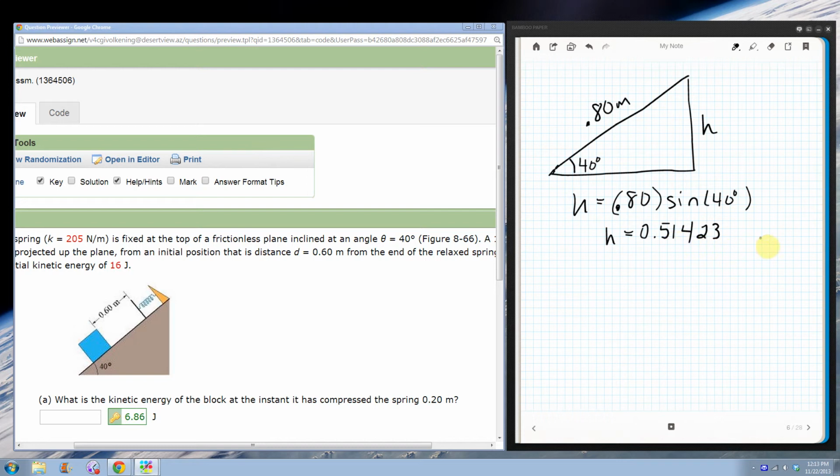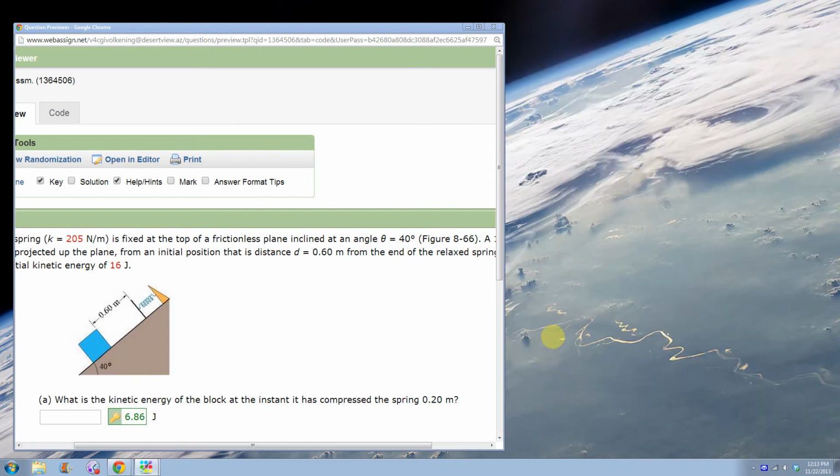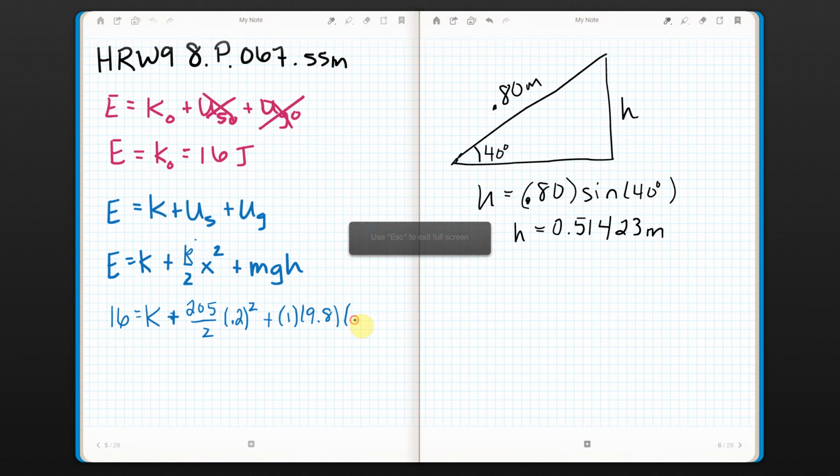0.51423, and then there's 2 zeros and some 8s, so I'm gonna stop there. That's probably good enough. Meters. Okay, so going back to over here, I put that for h. 0.51423 meters. Okay, and solve for k. Basically, it's 16 minus all this stuff.